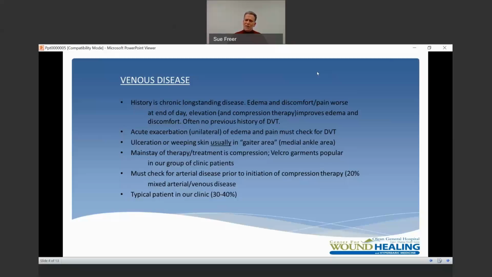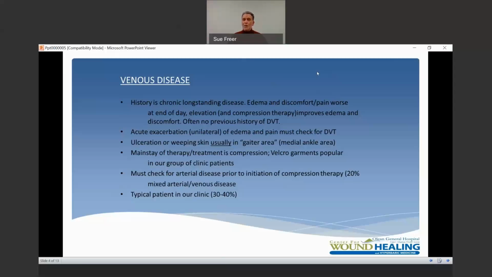If a patient ever comes in with chronic venous disease and they've got what we consider an acute unilateral exacerbation, where the pain is just out of proportion and the leg is really swollen, you have to check that patient for a deep vein thrombosis. That can be superimposed on this acute presentation.